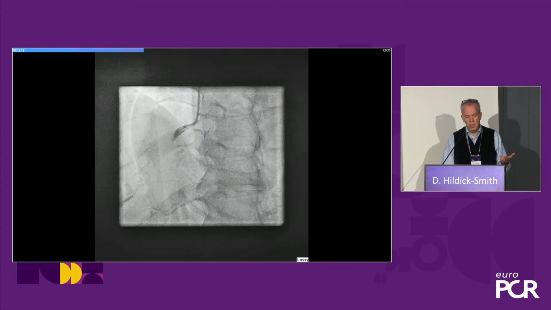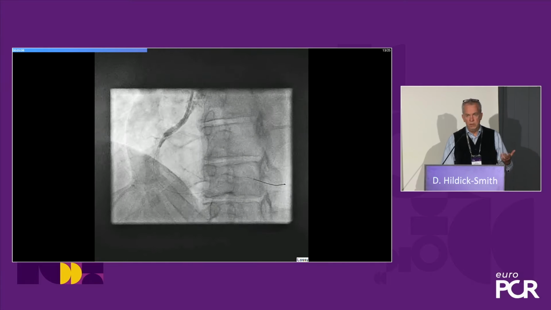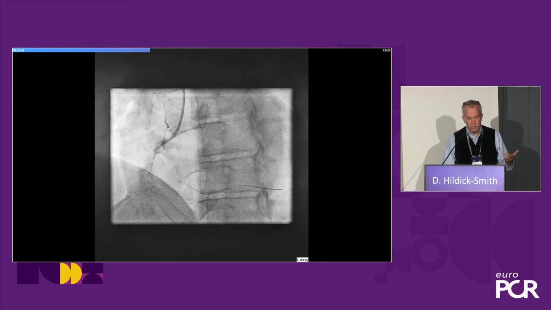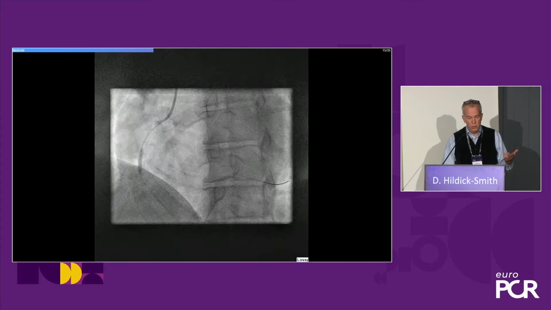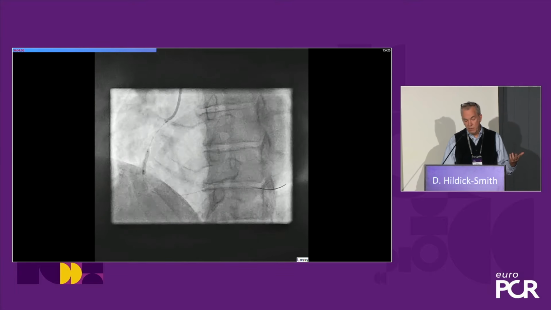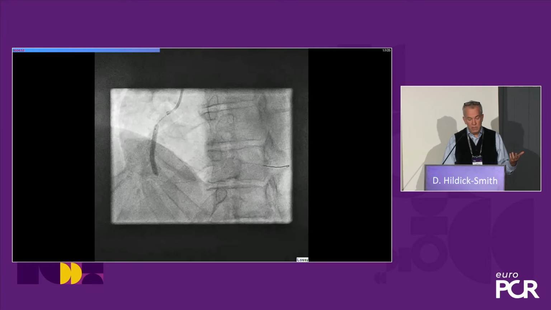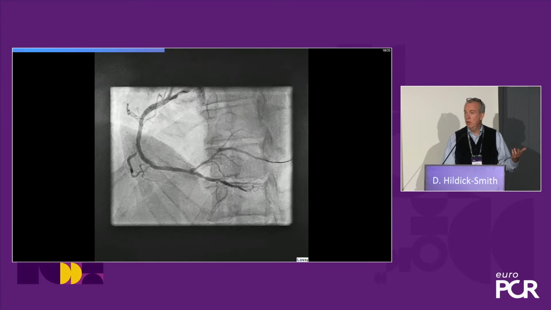So this is a late presenting STEMI. Obviously, the right is occluded. There's a little bit of thrombus. So after thrombus extraction and predilatation with, I think, a 3 millimeter balloon. Nowadays, I'd use a 3.5. We then took a 3.5 by 30 drug-coated balloon, dilated the vessel, and got a very nice result.